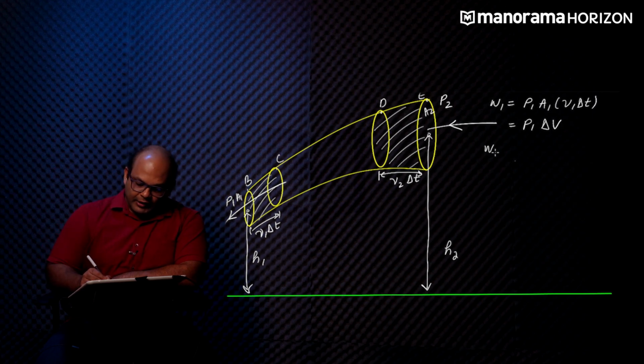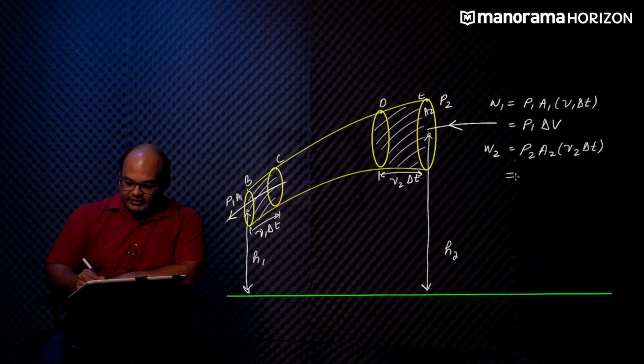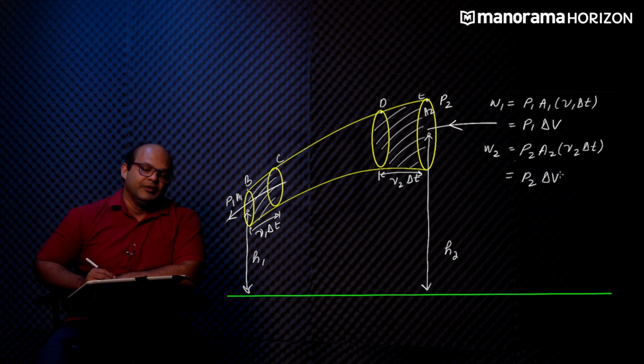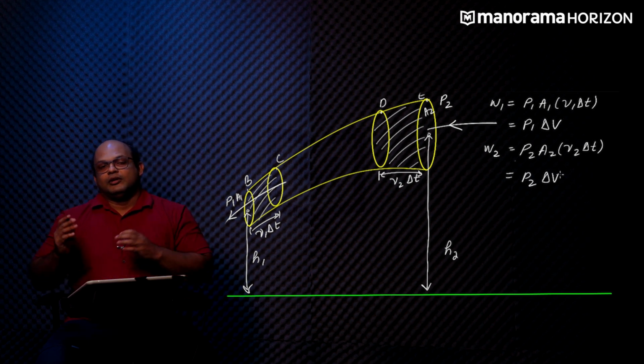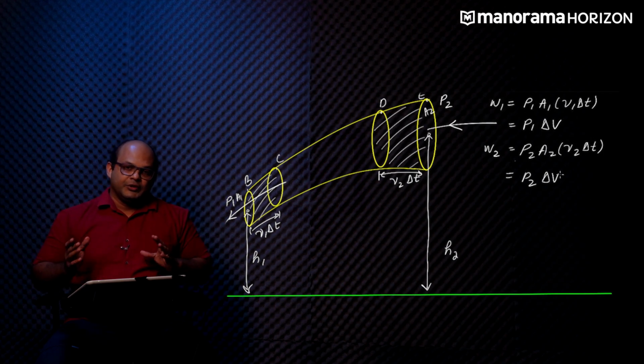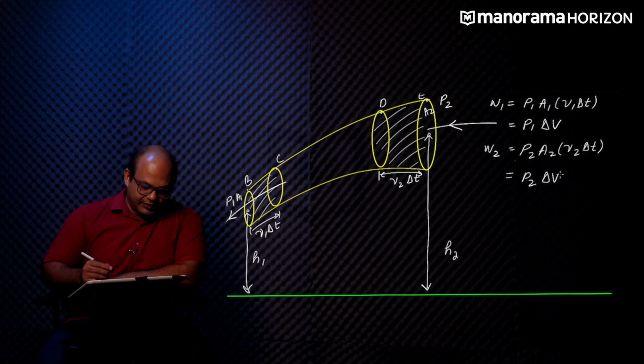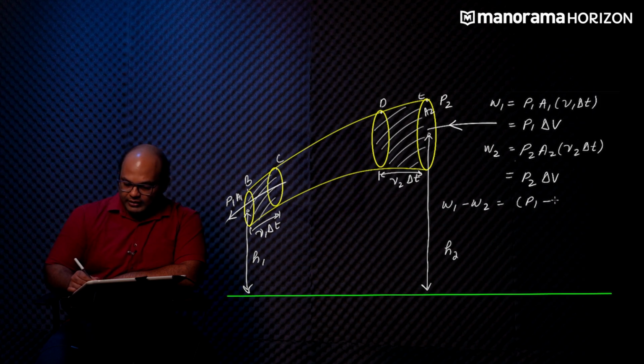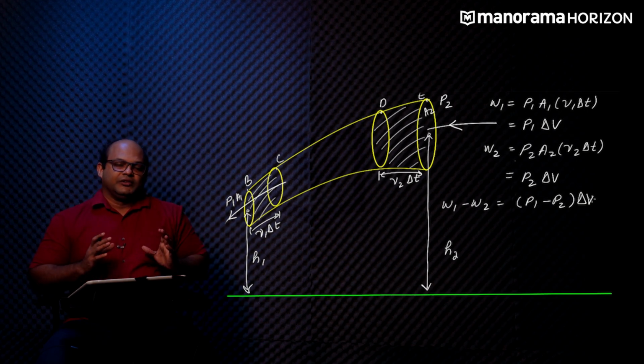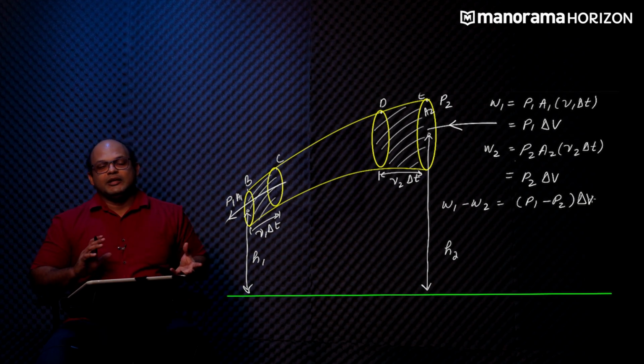In the same way, we can also calculate W2, that is equal to P2 A2 V2 delta T, or we can write this as P2 delta V, where all the symbols have the same meaning. Now, the work done or the difference between the energies between these 2 points in the fluid tells us the work done in moving the fluid from one point to the other. So we can find the difference in work done as W1 minus W2 is equal to (P1 minus P2) delta V.